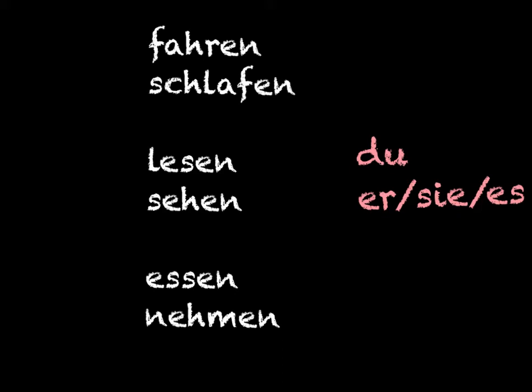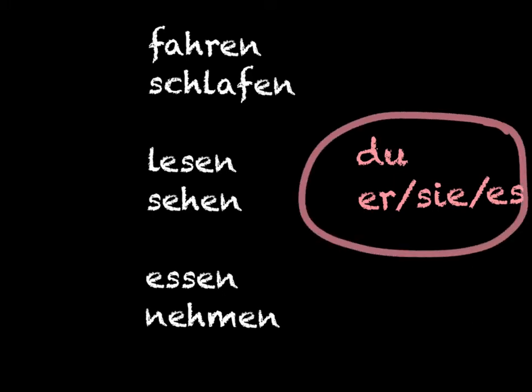Schlafen, to sleep. Lesen, to read. Sehen, to see, used with to watch television. Essen, to eat. And nehmen, to take. The different pattern that you're about to see will only affect the following pronouns: du, sie, es. The rest of the pronouns will stay the same.